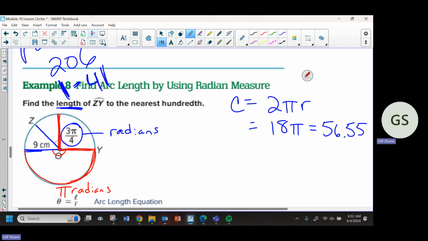Well, my angle is bigger than that. It's smaller than half, so it's less than 50%, more than 25. So again, it's going to be right in between those two, somewhere around 40, less than 40. Let me go backwards and get rid of that. So here's the question. How do we figure out percentage of a circle?